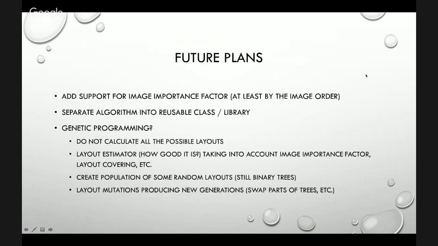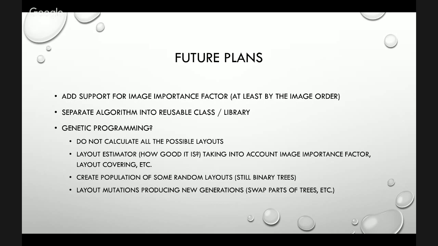That's it for the demo, and now future plans. Basically, the collage formatter module features a very simplified version of the algorithm. It just calculates one layout and does not allow choosing a layout from the variety of different possible layouts with these images, based on some estimation function, like which layout satisfies our requirements more or less. So the future plans include adding support for an image importance factor, like assigning to the images some importance factor so that this image should be bigger on the resulting collage than the other ones, and so on, and at least supporting it by the image order. So if the image comes first, then we would like it to occupy more space in the resulting collage. For now, it is not doing any of these calculations.